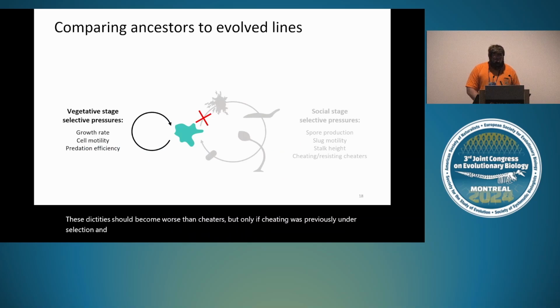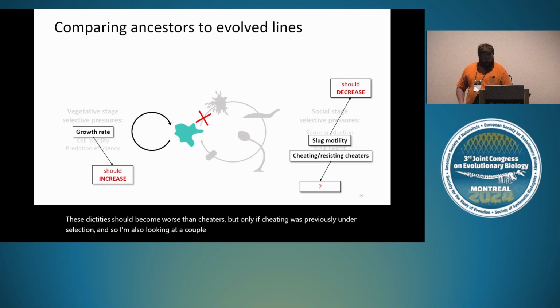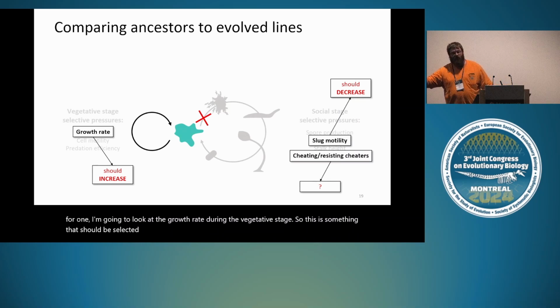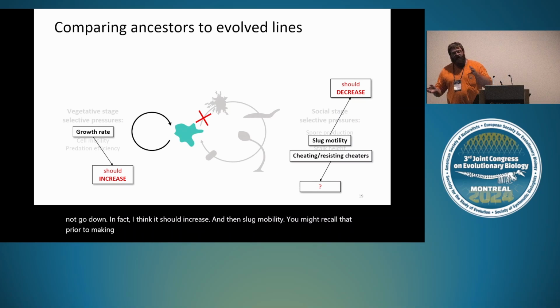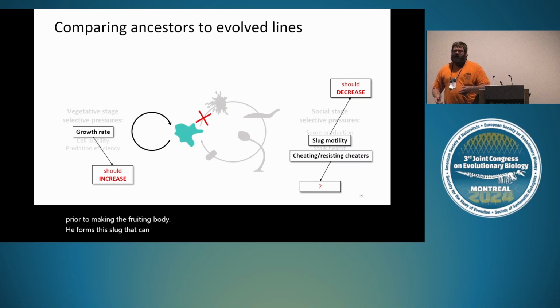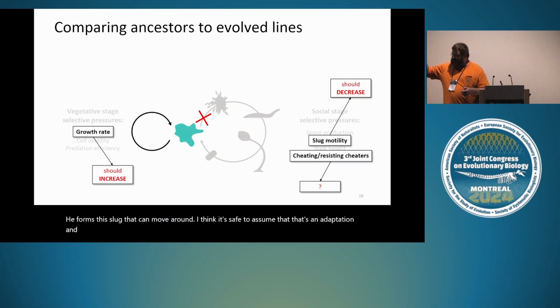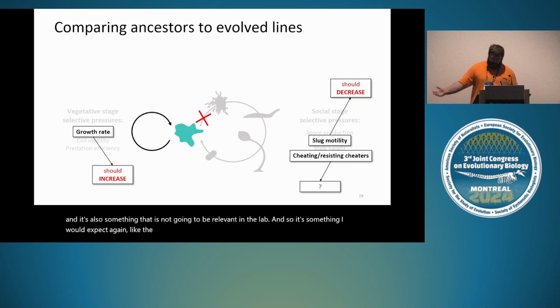And so I'm also looking at a couple of other traits to help contextualize this. For one, I'm going to look at the growth rate during the vegetative stage. This is something they should be selected for in nature, but also selected for in the experiment, and so should not go down. In fact, I think it should increase. And then slug mobility: you might recall that prior to making the fruiting body, Dictee forms this slug that can move around. I think it's safe to assume that that's an adaptation, and it's also something that is not going to be relevant in the lab, and so it's something I would expect, again, like the cavefish eyes or the cheating, if cheating was adaptive, to go away.